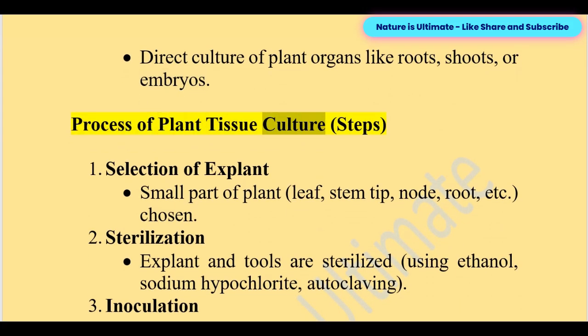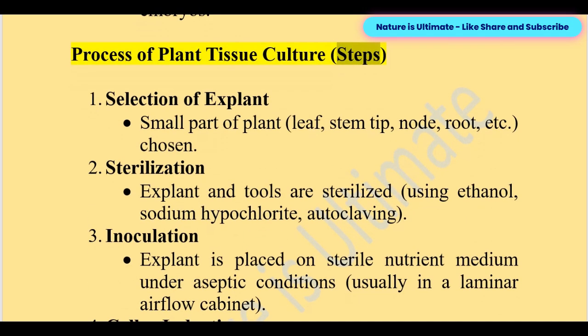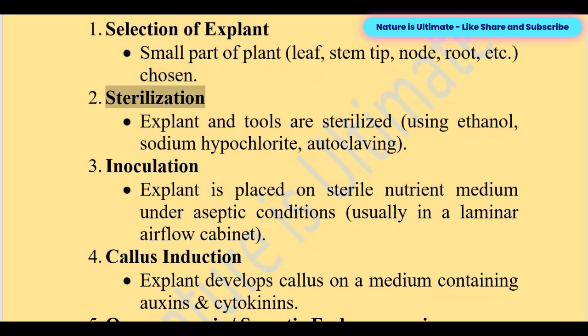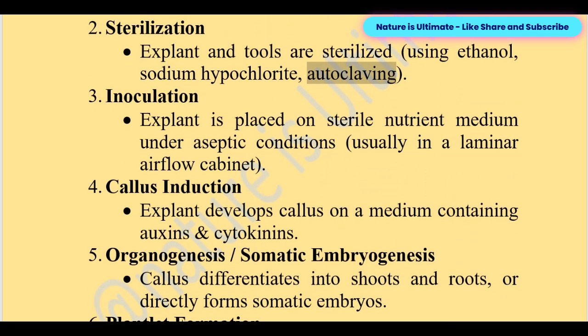Process of plant tissue culture, steps. Selection of explant. Small part of plant, leaf, stem tip, node, root, etc., chosen. Sterilization. Explant and tools are sterilized, using ethanol, sodium hypochlorite, autoclaving.